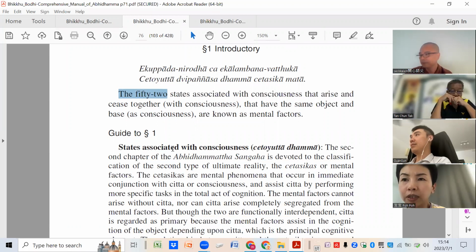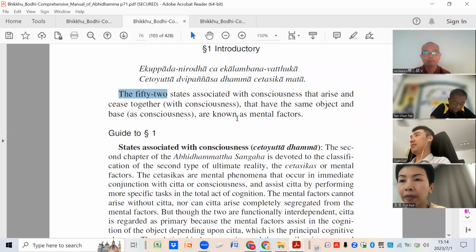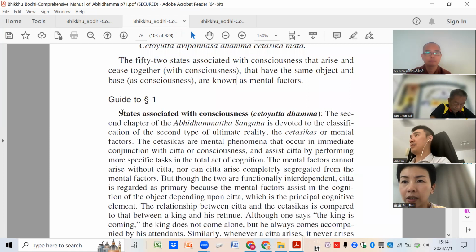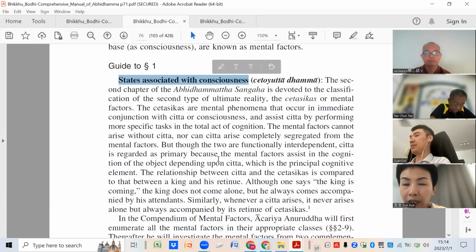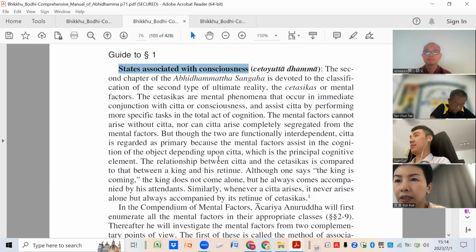The 52 states associated with consciousness that arise and cease together, that have the same object and base, are known as mental factors. The second chapter of the Abhidhamma Sangaha is devoted to the classification of the second type of ultimate reality, the cetasikas or mental factors. The cetasikas are mental phenomena that occur in immediate conjunction with citta or consciousness and assist citta by performing more specific tasks in the total act of cognition.